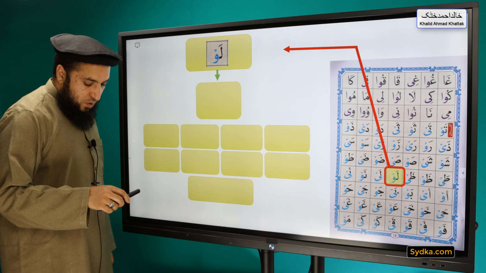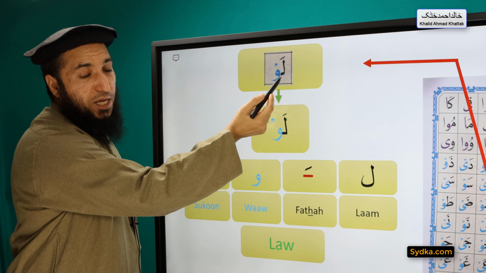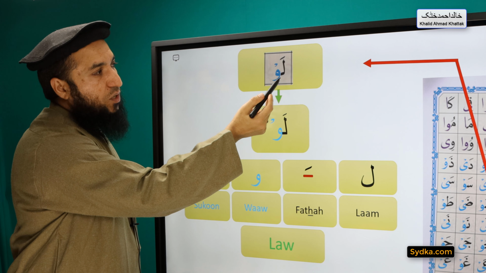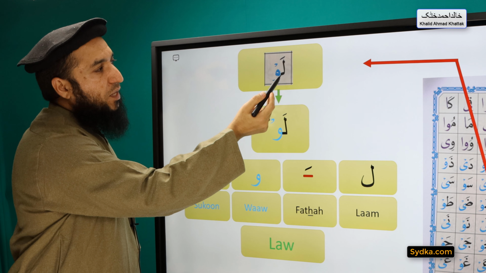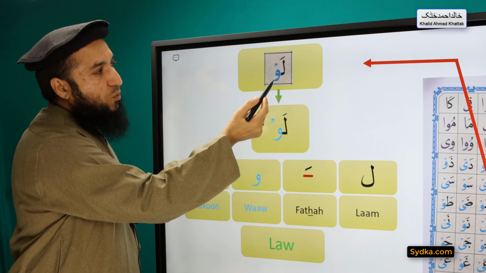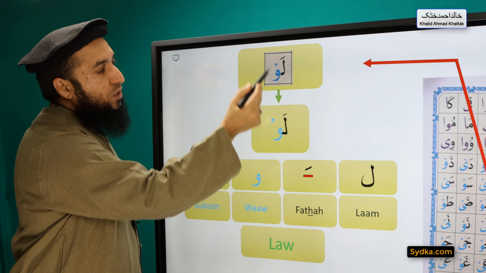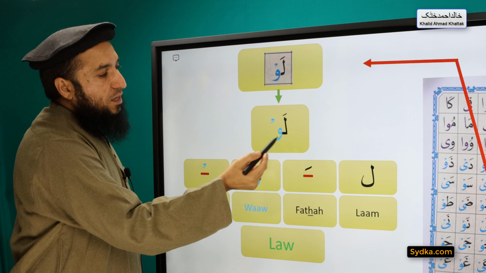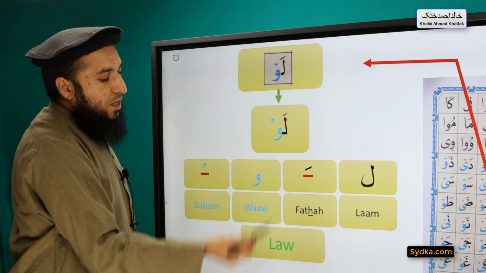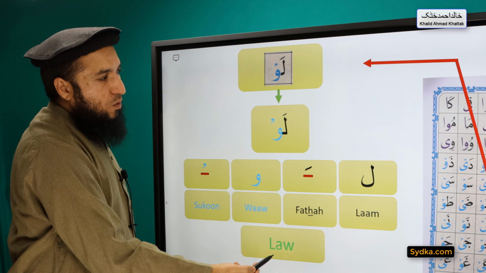So the first syllable we have is Lam Fatha Waw Sukoon Law. Lam can be heavy or light, but in this case we are using it as a light. So Lam is a light letter, it has Fatha on top of it, it is followed by Waw, and Waw has a Sukoon. Lam Fatha Waw Sukoon Law.